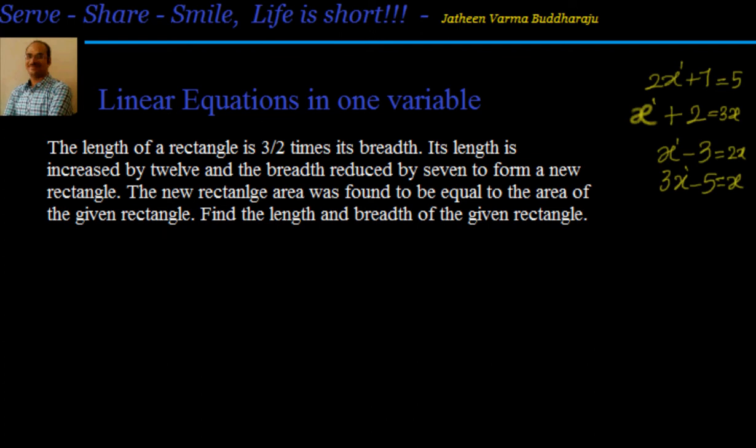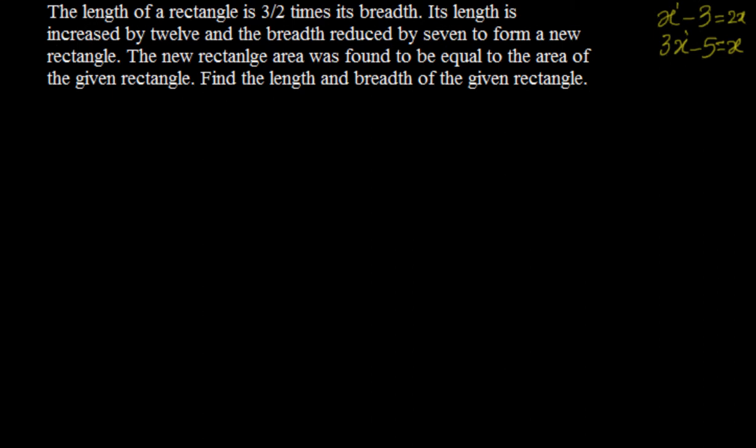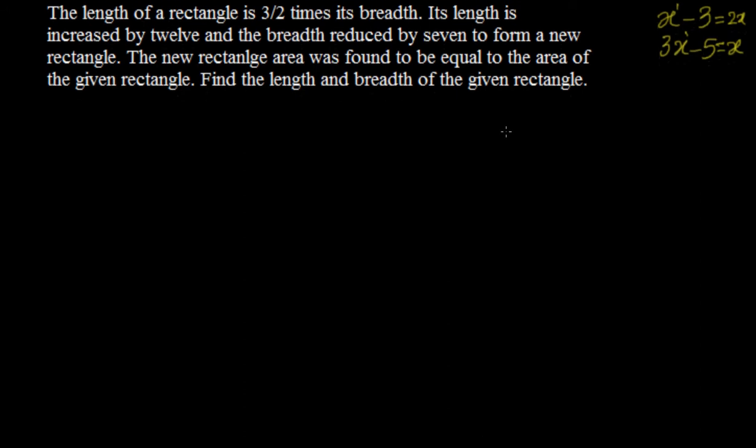What is given to us? Given to us is that the length of a rectangle is 3 by 2 times its breadth. Its length is increased by 12 and the breadth reduced by 7 to form a new rectangle. The new rectangle's area was found to be equal to the area of the given rectangle. Find the length and breadth of the given rectangle. So we have been given a rectangle.